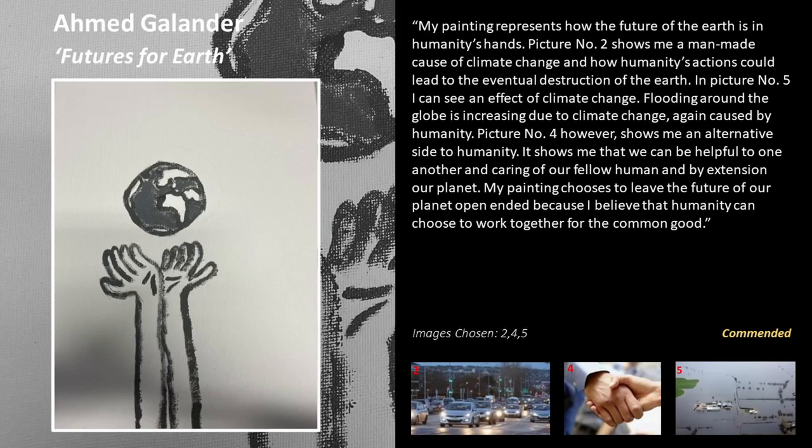My name is Ahmed Galander. My painting is titled Future for Earth. I chose images 2, 4 and 5. My painting represents how the future of Earth is in humanity's hands. Picture number 2 shows me a man-made cause of climate change and how humanity's actions could lead to the eventual destruction of the Earth. In picture number 5, I can see an effect of climate change. Flooding around the globe is increasing due to climate change, again, caused by humanity.